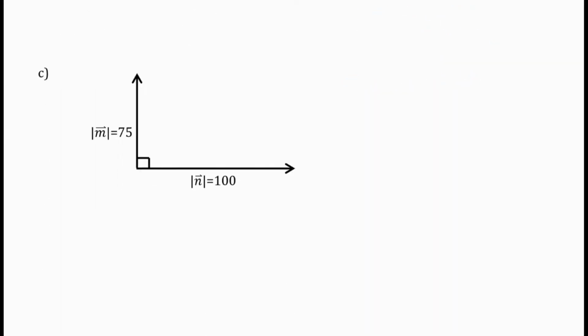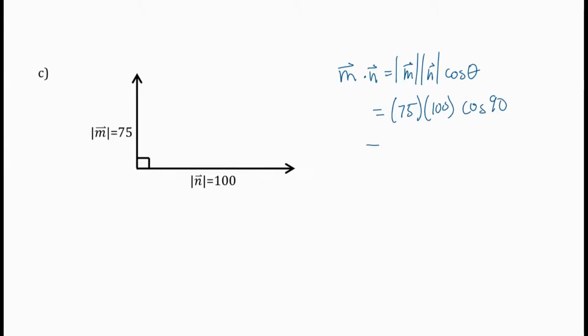Okay, last one here: vector m dot vector n is the magnitude of m times the magnitude of n times the cosine of the angle between them. Well, what's the angle between them in this case? It's 90. And what happens when you put this into your calculator? Oh my gosh, you get 0. Does that make any sense? Well, it actually does. If we use our understanding of cos of 90 or cos of pi by 2, we know that value is 0. So that's what gives us the 0.